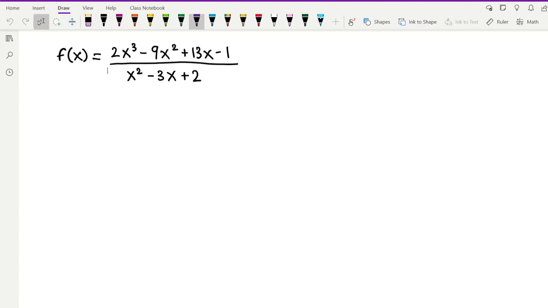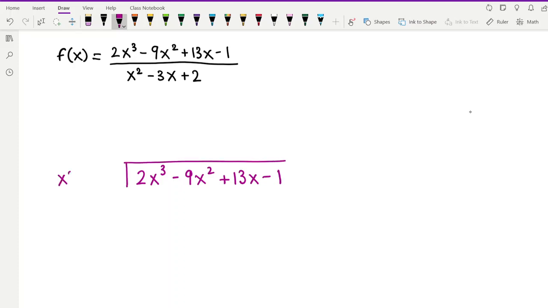Okay, so we're going to start by performing polynomial long division. We're going to take the function on the top and divide it by x squared minus 3x plus 2. First, we divide x squared into 2x cubed, and our answer is 2x. Then we multiply 2x by this whole function on the left, right? That's how polynomial long division works. So we get 2x cubed, then minus 6x squared, and then plus 4x.